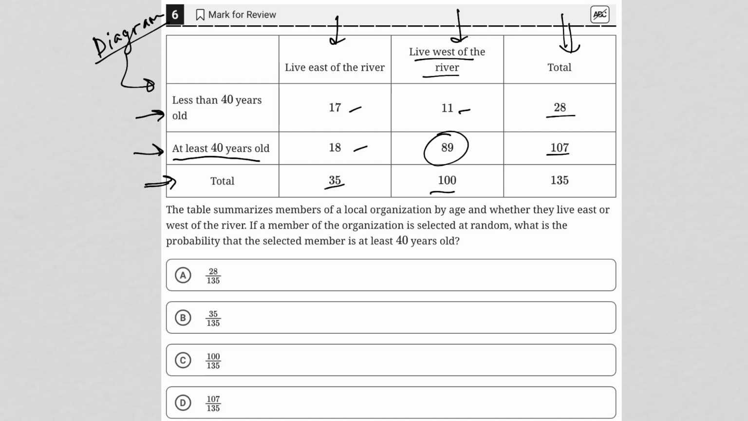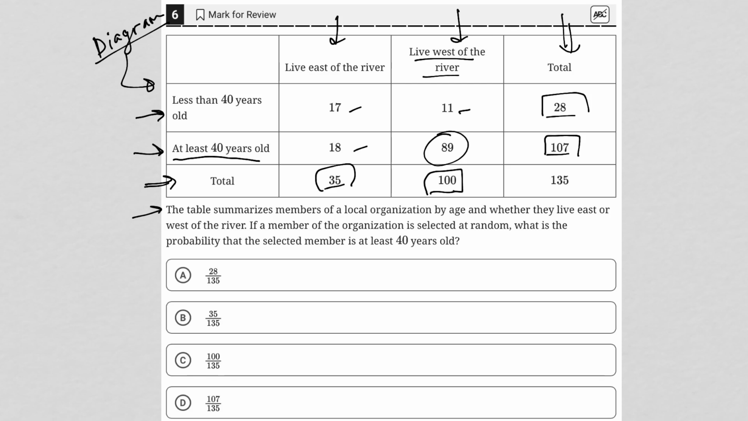For instance, there are a total of 18 people less than 40 years old. There's a total of 107 people that are at least 40 years old. And of course, these numbers are just the totals down the column. So again, I'm pretty sure I completely understand the table.